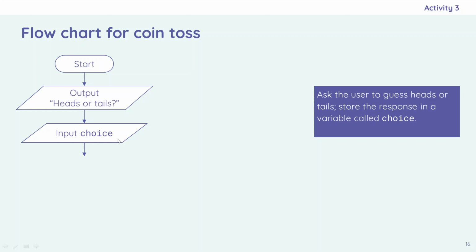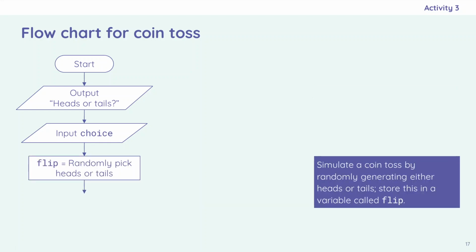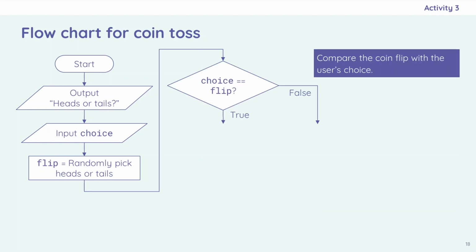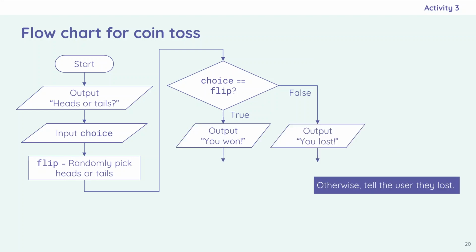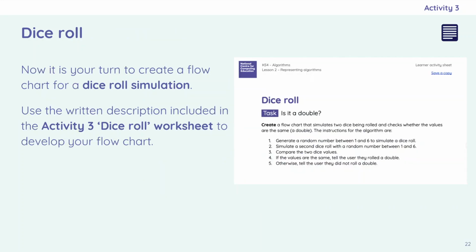Ask the user to guess heads or tails. Store the response in a variable called choice. Flip equals random pick heads or tails. And that gives you a choice. Compare the coin flip with the choice. So choice is equal to flip, true, false. Then you have your output you won, then you have your output you lost, and then you have the end.